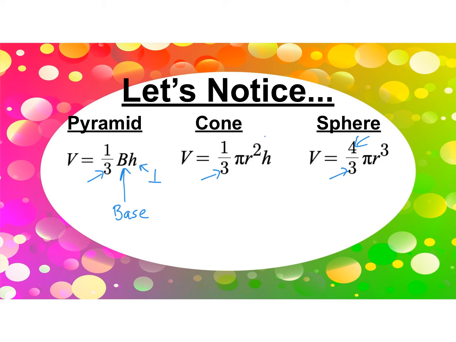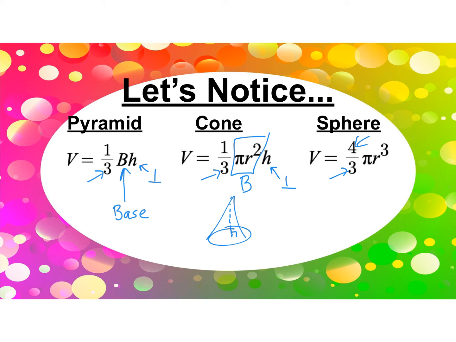Cone. Notice this pi r squared. That's the area formula for a circle. So it's still a BH. It's just now that it's a circle base, we can plug in the pi r squared. And again, this H is the perpendicular height, the one that would come right down the middle and be perpendicular.